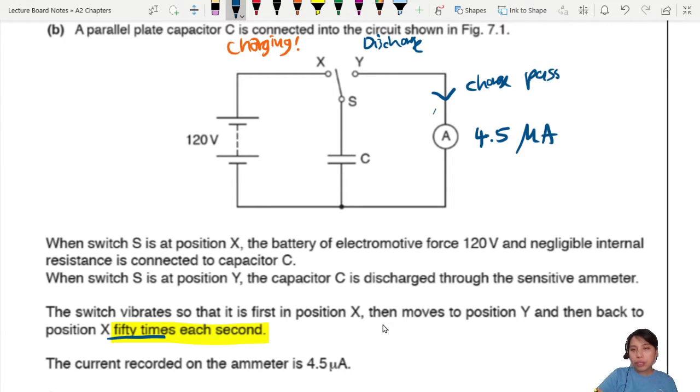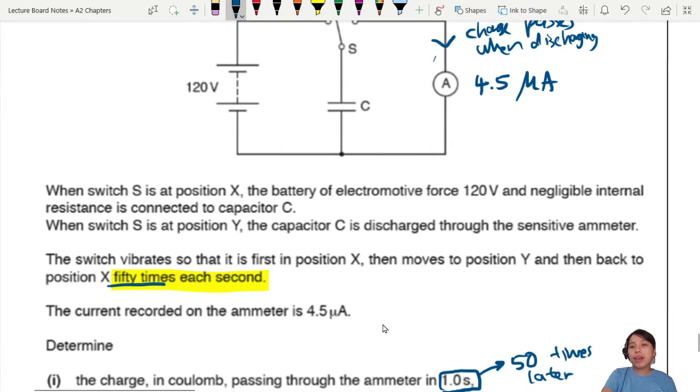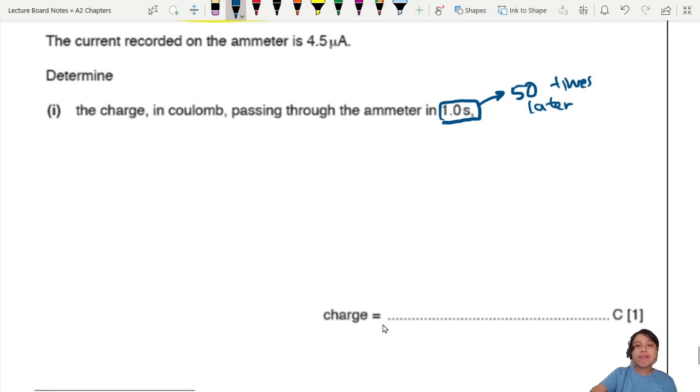Charge passes through the ammeter when your capacitor is discharging. So every time you discharge, a bunch of coulombs will go through this ammeter. Discharge again, a bunch of charges go through. Discharge again, go through. So over 1 second, 4.5. How to find Q? Remember Q equals IT.